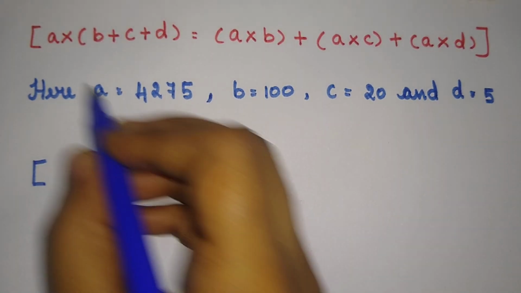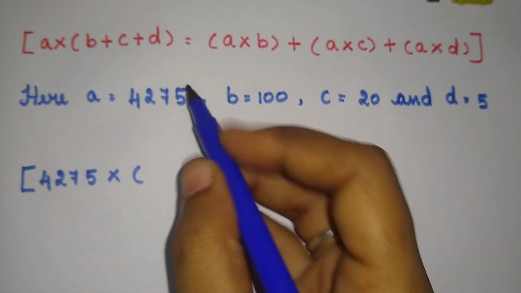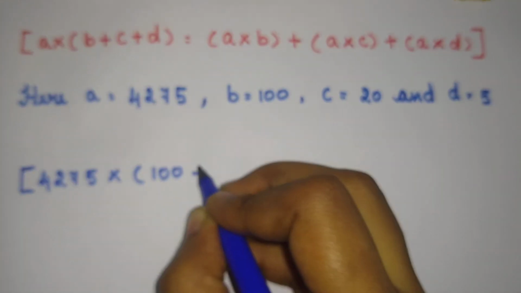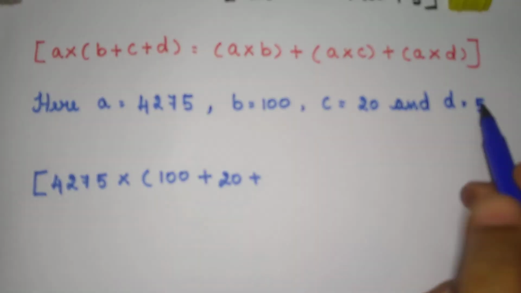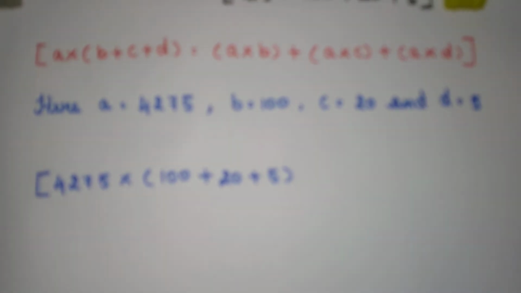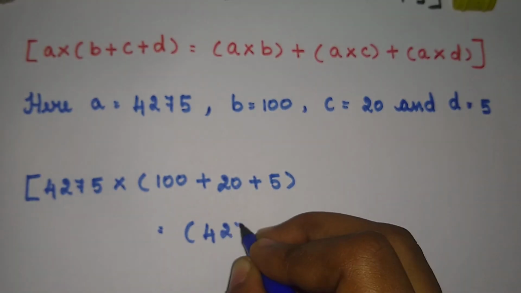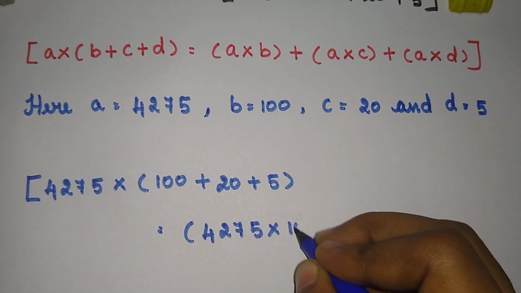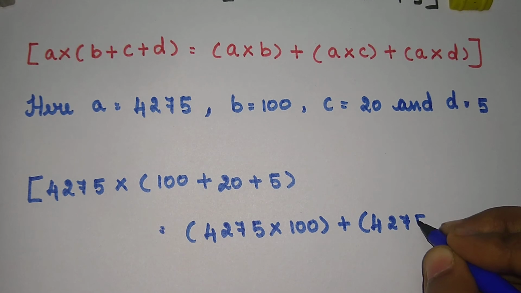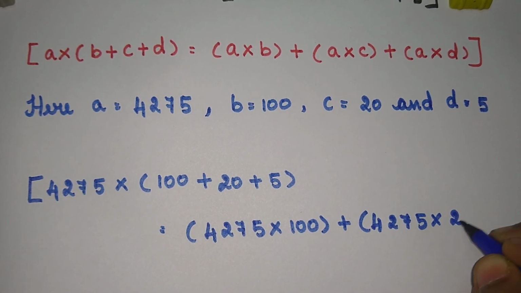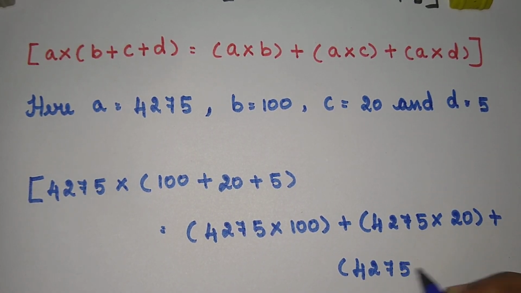Next, A is 4275 into (B is 100 plus C is 20 plus D is 5) equal to A into B, that is 4275 into 100, plus A into C, that is 4275 into 20, plus A into D, that is 4275 into 5.